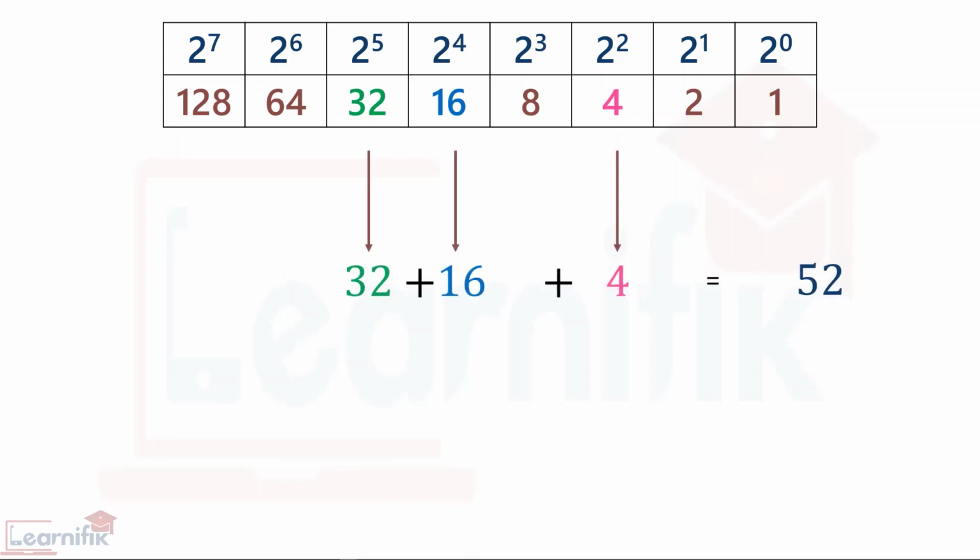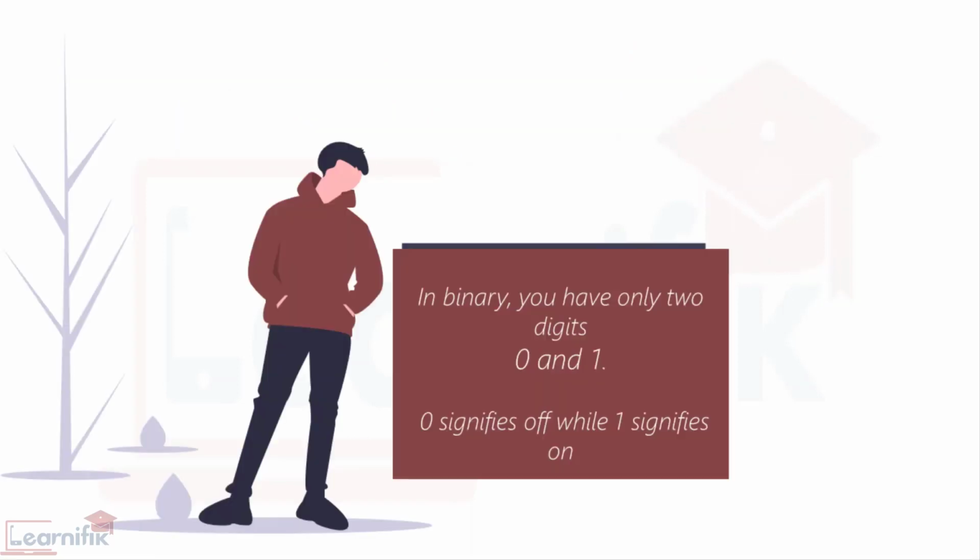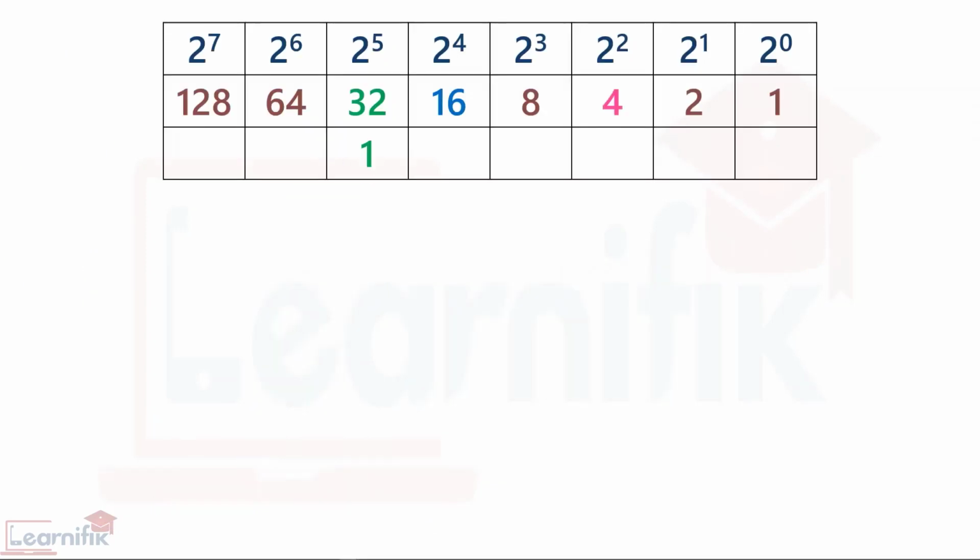The final step is replacing the 32, 16, and 4 on the chart with a 0 or a 1. Remember, in binary, 1 means on or yes, while 0 means off or no. Below 32, write down 1. For 16, write down 1. For 8, since we didn't use 8 in the calculations, write down 0 and so on. Now you see, when we convert 52 in base 10 to binary, it gives 1, 1, 0, 1, 0, 0.